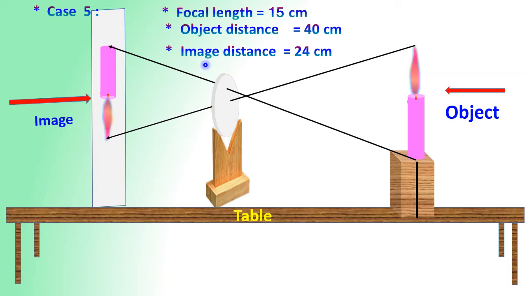Let us write down this here. Image distance equal 24 centimeters. Now, properties of the image formed. Inverted and diminished, real. That's all.